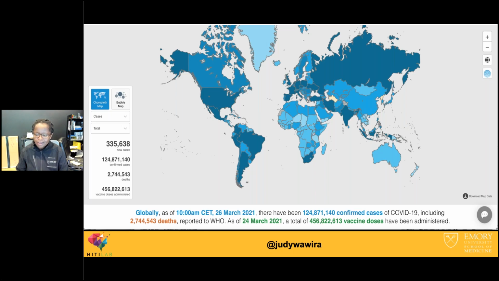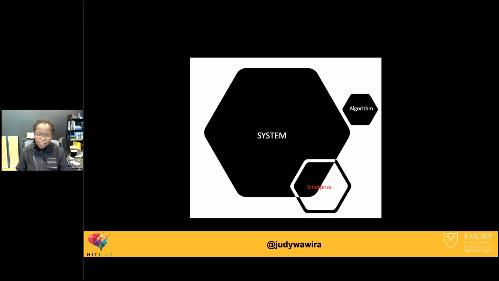But let's talk about some of the patient journeys and what that would mean in terms of how we apply algorithms and their potential bias. I'm increasingly thinking about fairness in three things. There's the algorithm itself, and this is where some of us will work. There's the enterprise, so the system, the organization that you work in.